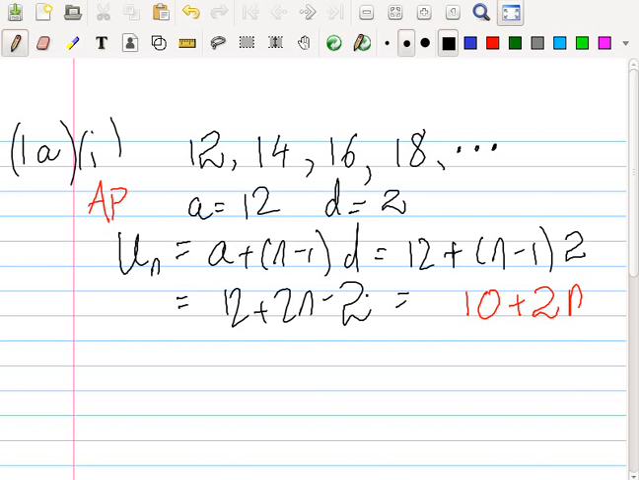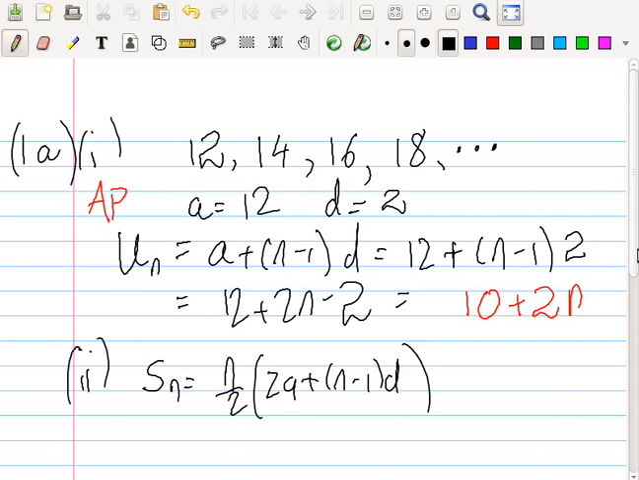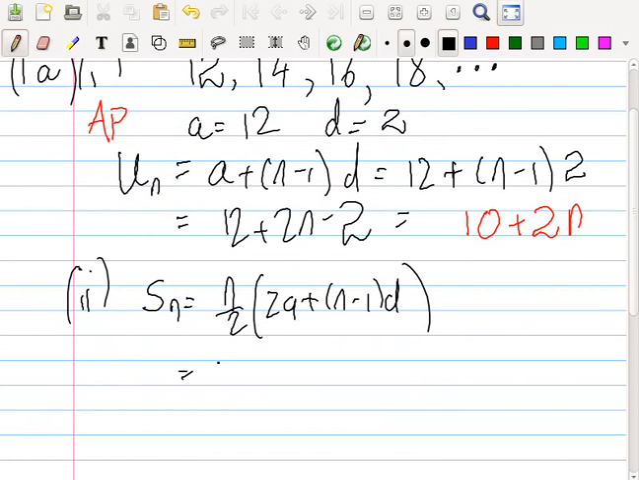Next part now. Calculate the total time taken. So what formula do I need for that? The sum formula, yeah. So Sn equals n over 2, 2a plus n minus 1 d, equals n over 2.